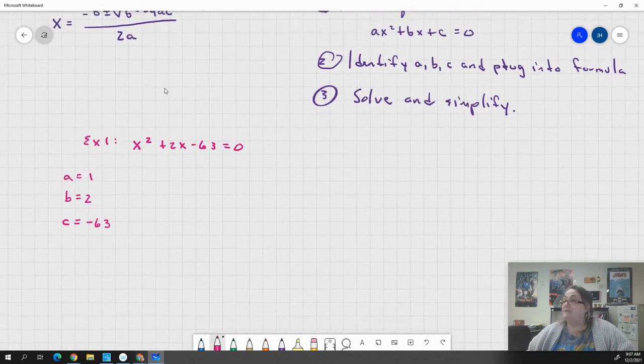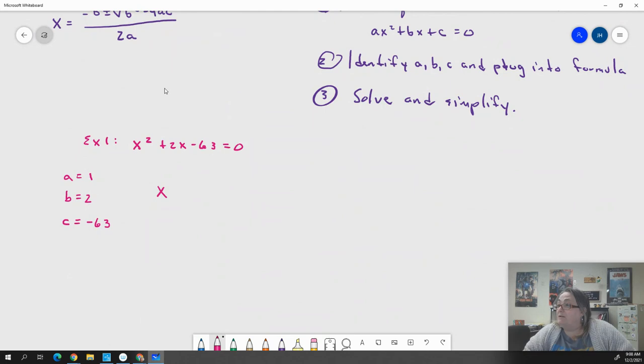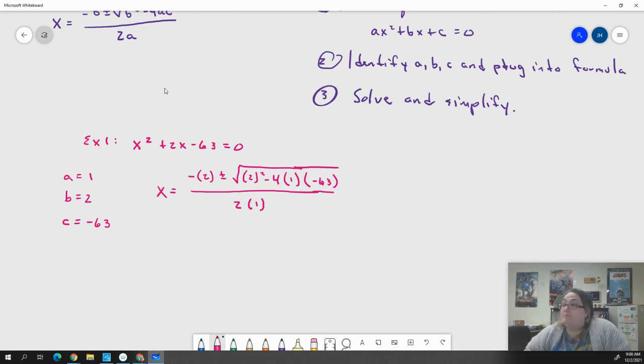Now we're going to plug these into our quadratic formula for a, b, and c. So we have x equals minus b. Well, that is -2 plus or minus b squared. Well, that is just 2 squared minus 4 times a, which is 1, and c, which is -63, because that's a pretty number, all over 2 times a, which is 2 times 1. Now, if you notice, we've pulled all the variables out. We don't have variables in there anymore. Everything is just solving a numerical problem.